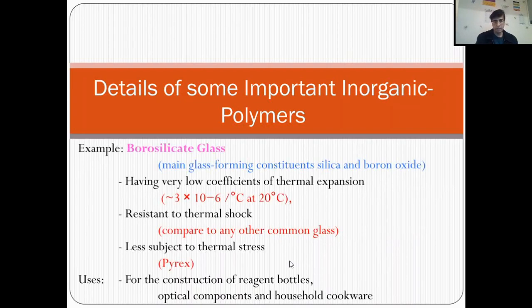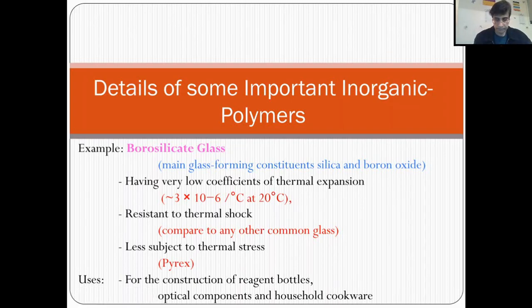Now, borosilicate glass is one of the important glass categories, because it has a very low coefficient of thermal expansion. Because of the low thermal expansion capacity, it is resistant to thermal shock. That is why this type of glass, also called Pyrex glass, is used for making household cookware and reagent bottles.